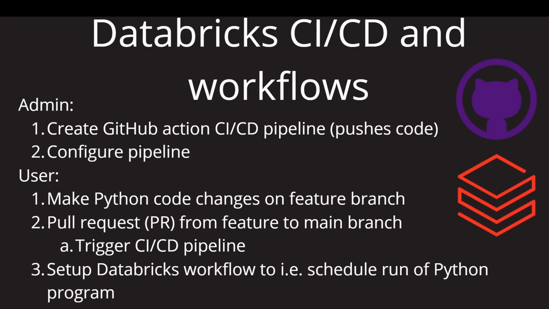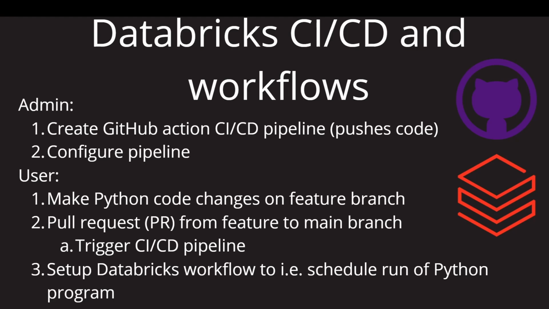Then we will assume the role of a user on our Databricks workspace. So that could be a business analyst or data scientist. So we assume that we make some Python code changes that we want to maybe put into a production environment. So the initial development takes place on a feature branch. And once we are happy with those changes, then we will make a pull request from the feature branch into the main branch that takes place in GitHub.